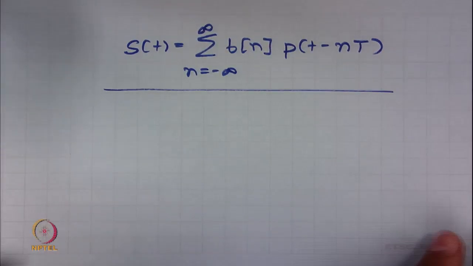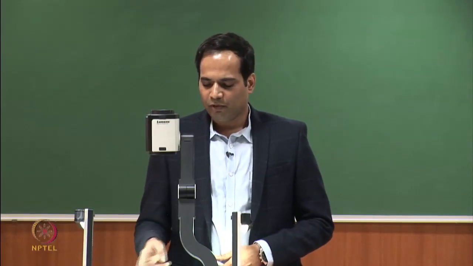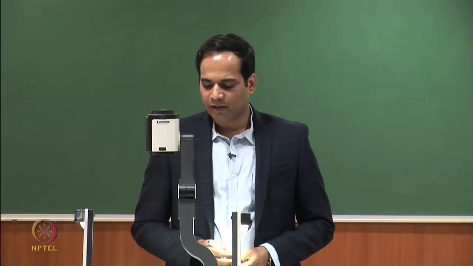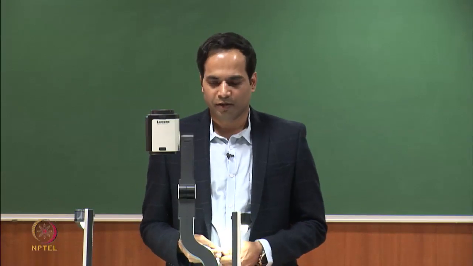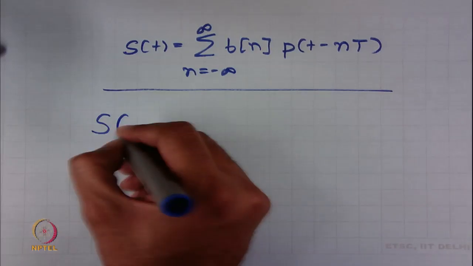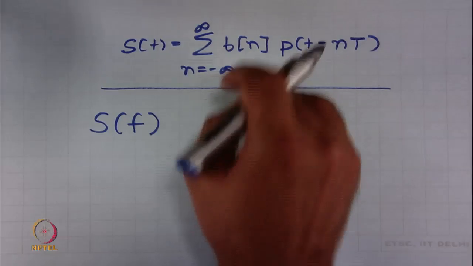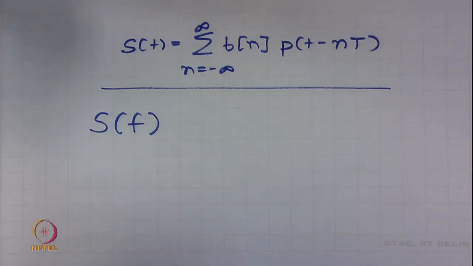Now, let us try to define the power spectral density of this sequence. To find the power spectral density, the first thing we need to do is find the Fourier transform. So, let us try to find the Fourier transform of S(t), which I call S(f). Now, if you want to find the Fourier transform of this sequence, you would end up in trouble, because this Bn goes from minus infinity to plus infinity. So, the energy of this sequence would be infinite.